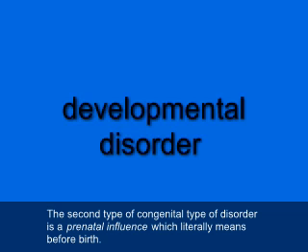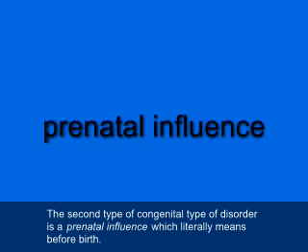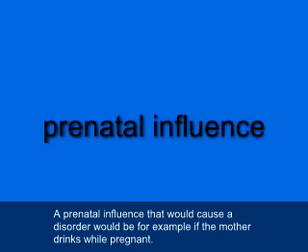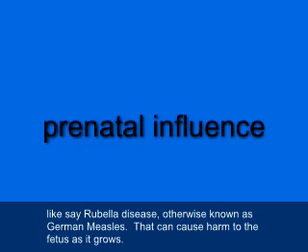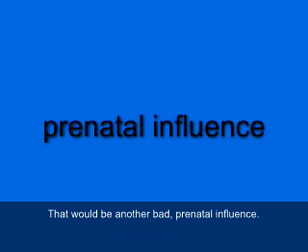The second type of congenital disorder is a prenatal influence. Prenatal, which literally means before birth. And a prenatal influence that could cause a disorder would be, for example, if the mother drinks while pregnant, the baby can develop what's called fetal alcohol syndrome. Another example would be if the mother caught a disease, like say rubella disease, otherwise known as German measles. That can cause harm to the fetus as it grows. So that would be another bad prenatal influence.